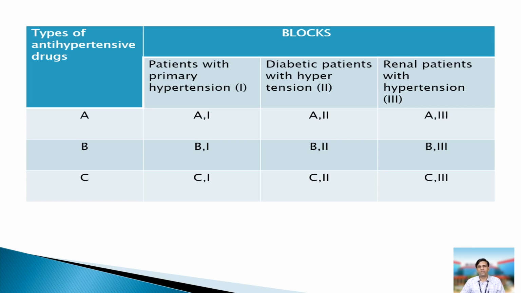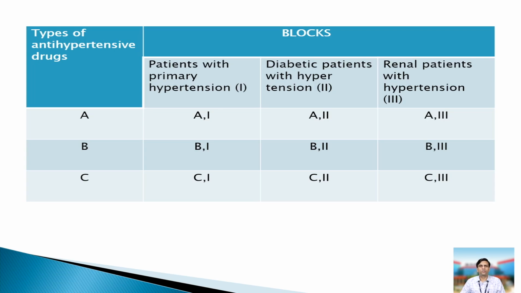And similarly, when the renal patients with hypertension are given the same A category of antihypertensive drug, this will be known as A category with the third block. Similarly, it is done with A, B, and C, all three types of category of drugs, which will be administered to all three blocks: primary hypertension patients, diabetes patients with hypertension, and renal patients with hypertension.